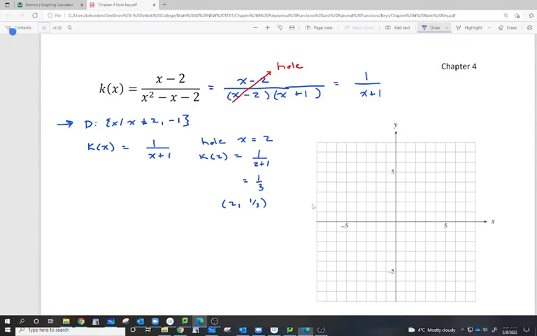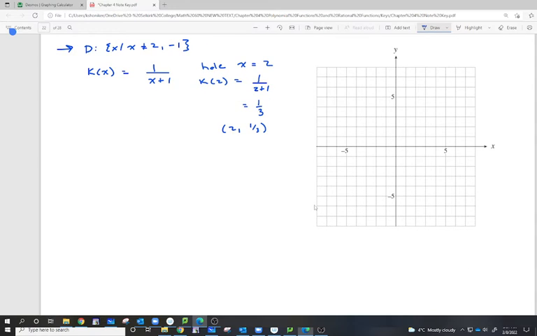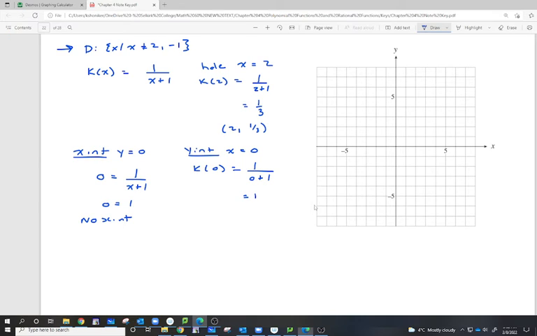Okay, so I'm going to keep that in mind for a little bit later, but I'm going to graph k of x equals 1 over x plus 1. So the first thing I'm going to do is find the x-intercepts. To find an x-intercept, I'm going to let y equal 0. So 0 equals 1 over x plus 1. Again, I'm going to multiply both sides by x plus 1. I end up with 0 equals 1, a contradictory statement, so no x-intercept. Then I'm going to find the y-intercept. To find a y-intercept, I let x equal 0. So k at 0 equals 1 over 0 plus 1, which is 1 over 1, which is 1. So my y-intercept is (0, 1), which I can put on there if I want.